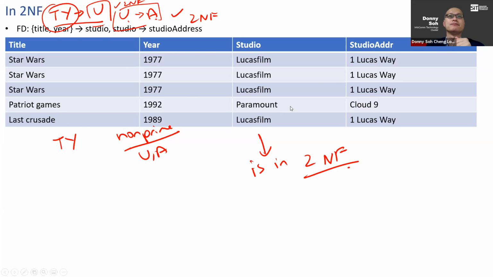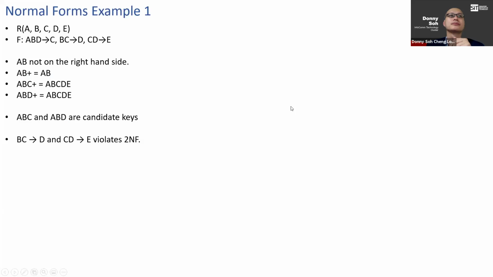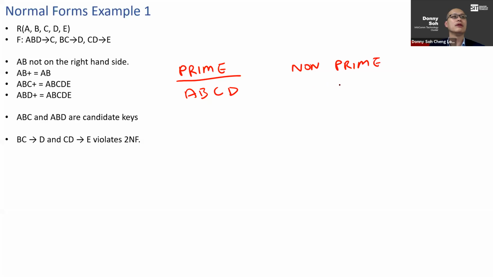Okay, let's look at the next example. So I have A, B, C, D, E. A, B, D implies C. B, C implies D. C, D implies E. So yeah, A, B is not on the right side, and I find the candidate key. So these two are the candidate keys. So my prime attributes will be A, B, C, and D. My non-prime will be only E.